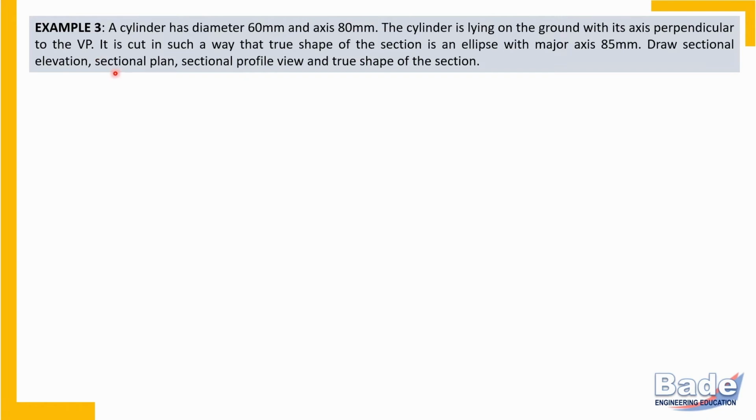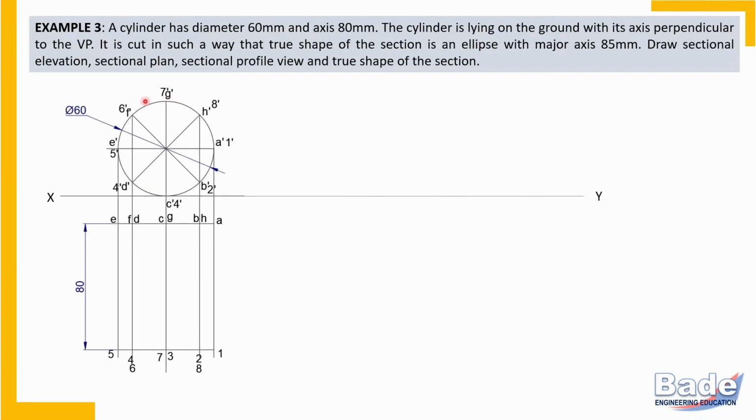So in front view, the cylinder should touch XY line. And in front view, it is a circle. That is true shape of its base. Let's proceed. So watch here. First draw the circle. That is true shape of base. And then you draw XY line. That will be easier, touching the circle.